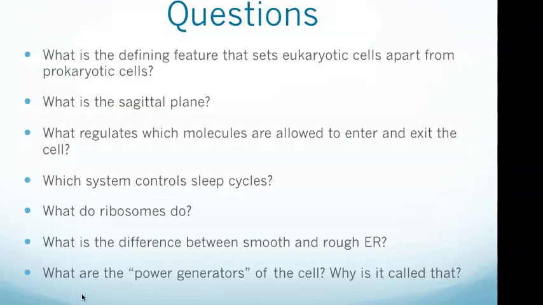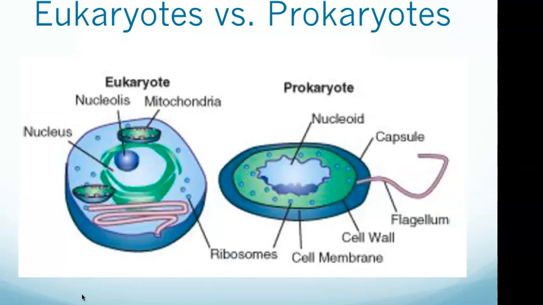What is the defining feature that sets eukaryotic cells apart from prokaryotic cells? Our very first question, right? Eukaryotes have a cell nucleus. Prokaryotes do not. Okay, that's really the big one we want to take away. Eukaryotes can be unicellular or multicellular. Again, the defining feature that sets eukaryotic cells apart from prokaryotic cells is that they have membrane-bound organelles, especially the nucleus. Right, just trying to drive that point home.